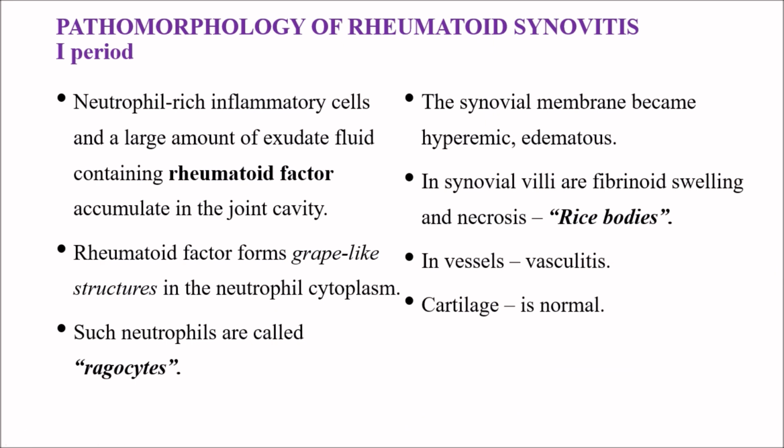There are 3 periods of synovitis in rheumatoid arthritis. In the first period, neutrophil-rich inflammatory cells and a large amount of exudate fluid containing rheumatoid factor accumulate in the joint cavity. Rheumatoid factor forms grape-like structures in the neutrophil cytoplasm, and these neutrophils we call ragocytes. The synovial membrane becomes hyperemic, edematous. In the synovial villi there are fibrinoid swelling and necrosis that we call rice bodies. In vessels vasculitis develops. The cartilage is normal in this period.